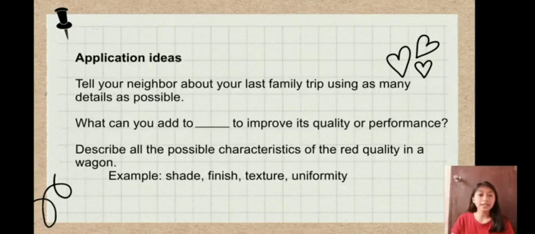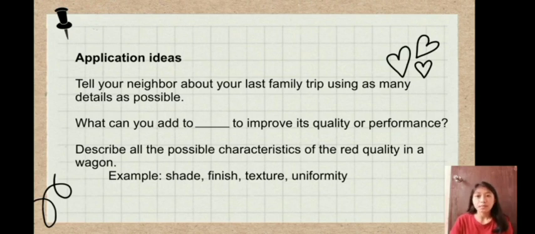So next we have application ideas. Tell your neighbor about your last family trip using as many details as possible. Let's say we went to Baguio City with my family for a vacation, and then we ate lots of strawberries, and after that we had our road trip and so on.